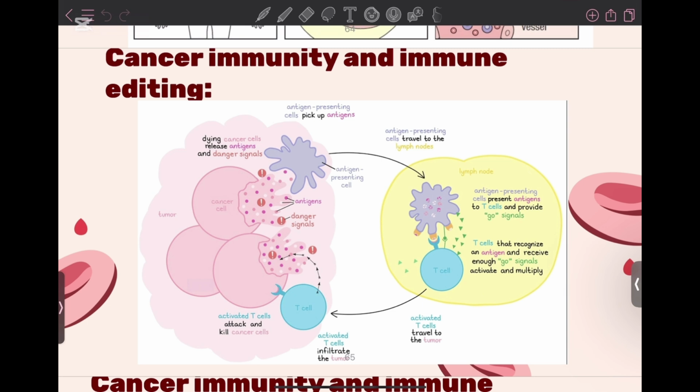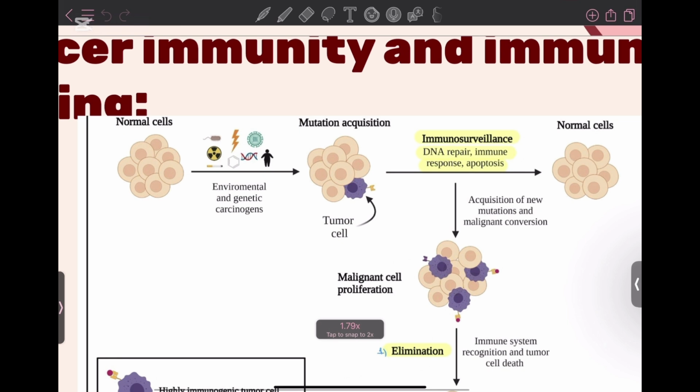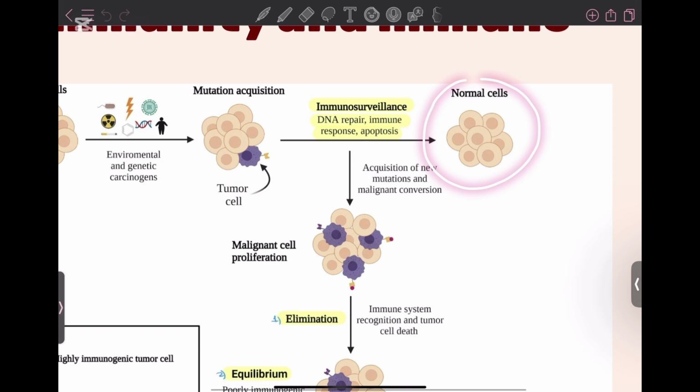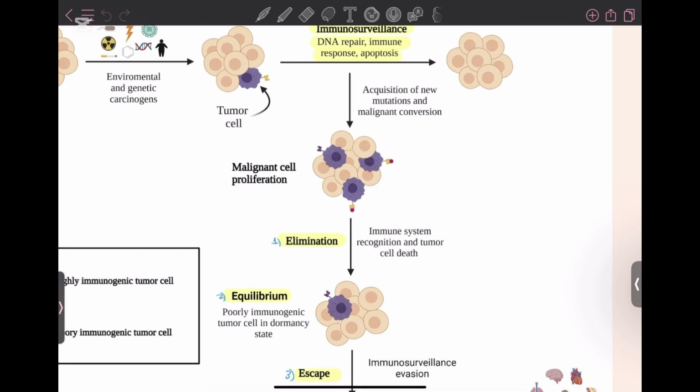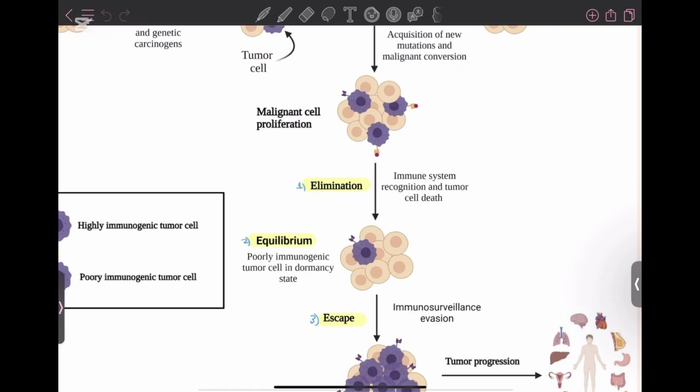However, in order for a cancer to become very out of control, several mechanisms tend to happen. So normally, those are normal cells. We as humans are constantly exposed to environmental and genetic carcinogens, so we're going to acquire mutations. But because our immune system is in a constant state of immunosurveillance, we can always maintain normal cells. However, what happens in cancer is you're going to have malignant cell proliferation. At the beginning, your immune system is going to be very efficient, and then, as I just explained, it's going to get rid of these cancer cells. So we're going to have the elimination.